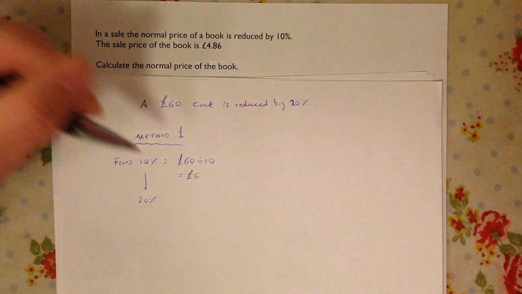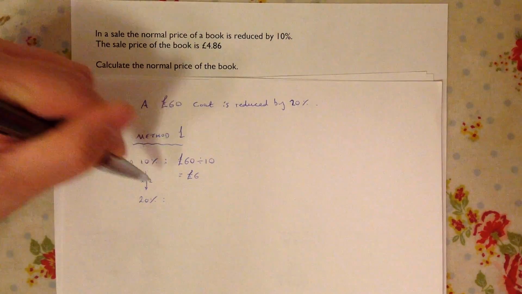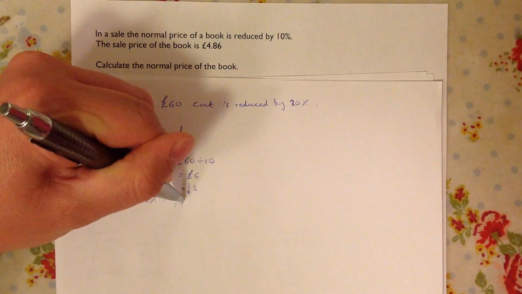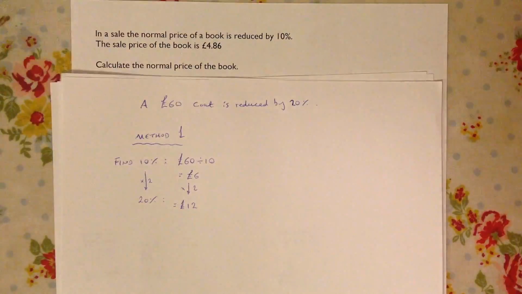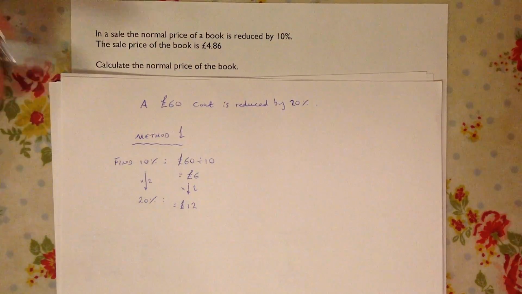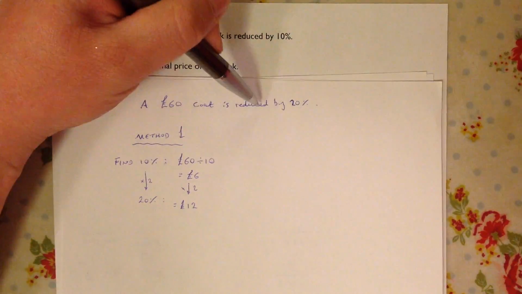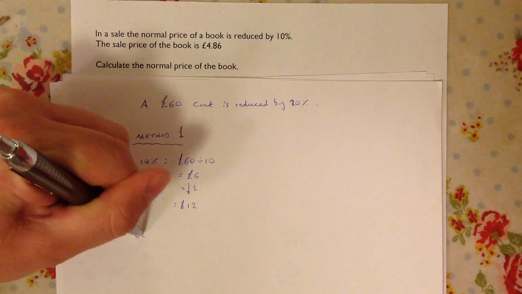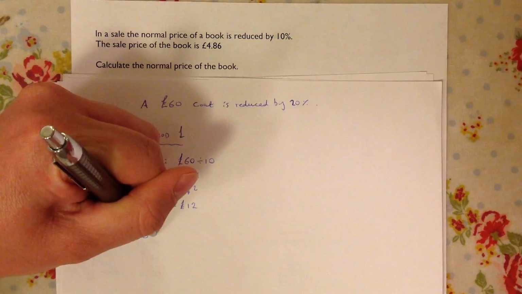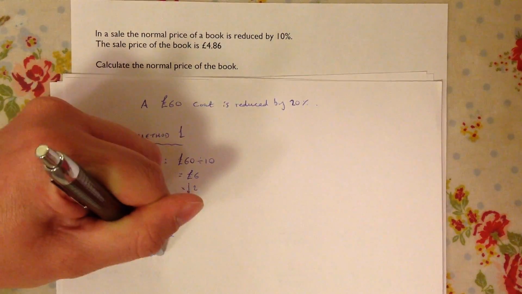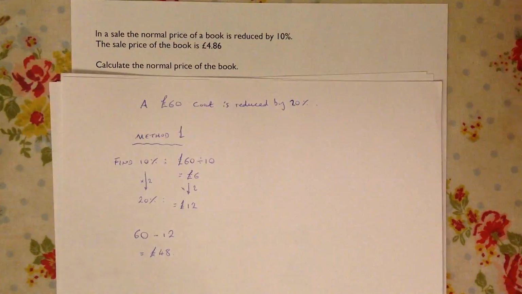Then we can find 20%, and we do that by comparing our 10%. So to get from 10% to 20%, we double that, we multiply by 2. So let's multiply the £6 by 2 as well. So that's going to be £12. Finally, we then understand that this £12 represents the 20% reduction, so we're going to do the £60 cost of our coat, subtract the £12 reduction, so the sale price of the coat would be £48.